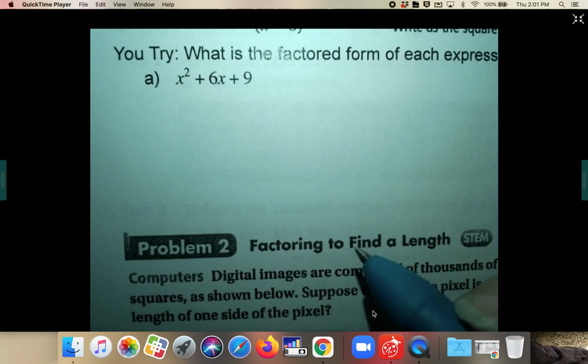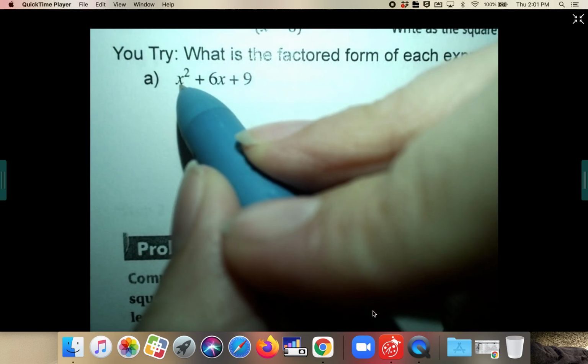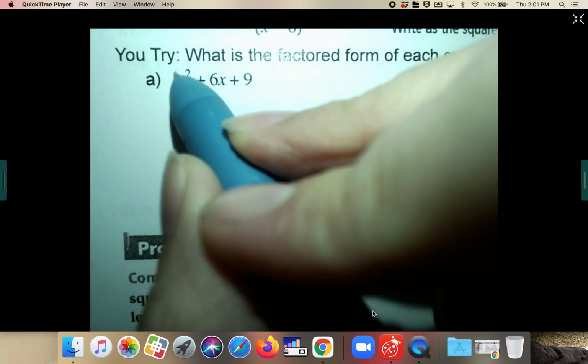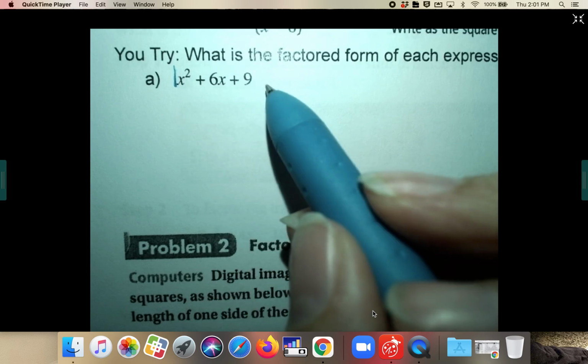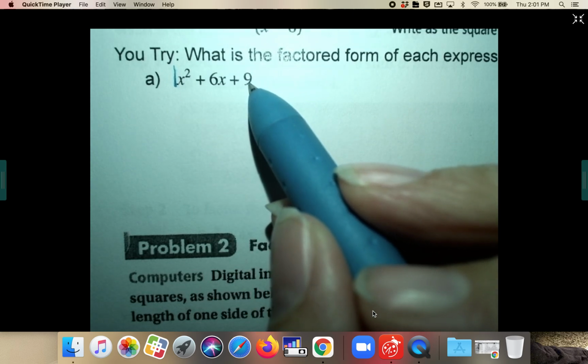So right away, on the You Try, you should see that the first one is a perfect square. It's a hidden invisible 1, but really it's x, because x times x is x squared. And 9 is a perfect square.